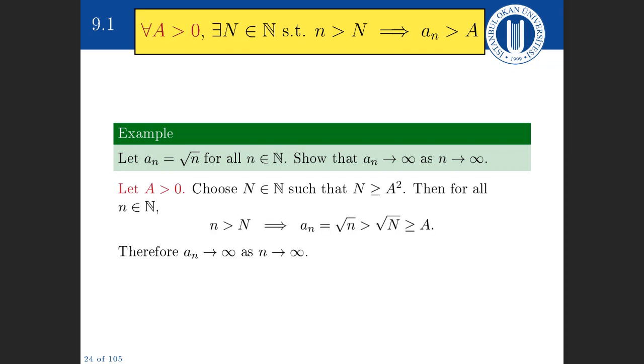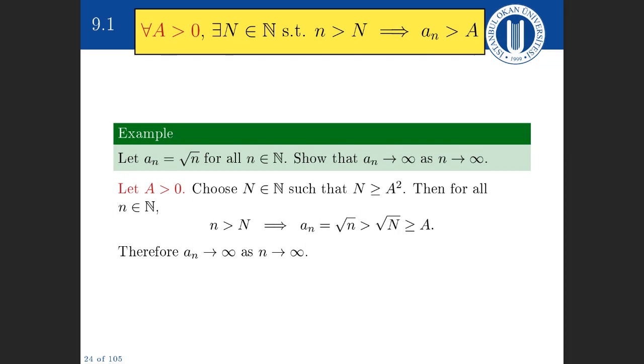I can show you the whole answer to this. Let A be greater than 0. Choose a natural number capital N such that N is greater than or equal to A squared. Then, for all n in the natural numbers, small n greater than capital N implies An is equal to the square root of small n. But small n is bigger than capital N, so that means square root of small n must be bigger than the square root of capital N. But because we said N must be bigger than A squared, square root of N must be bigger than A. So we're finished. That proves that An tends to infinity as n tends to infinity.